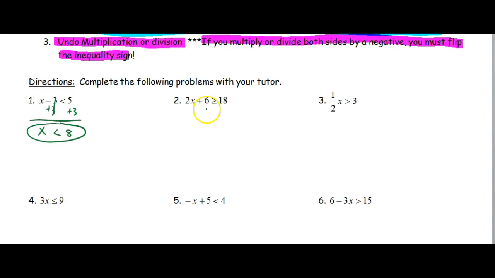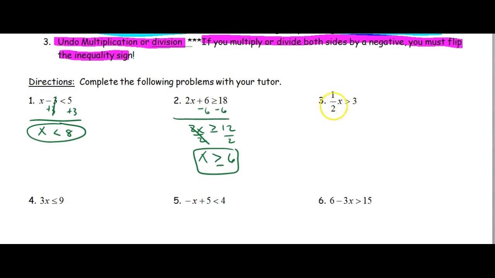to the right side because it's a constant. How do I get rid of it? I subtract it. And I end up with 2x is greater than or equal to 18 minus 6 is 12. Now, to get x by itself, I divide by 2. Since I'm dividing by a positive, I have nothing to worry about with the inequality sign. X is greater than or equal to 12 divided by 2 is 6.